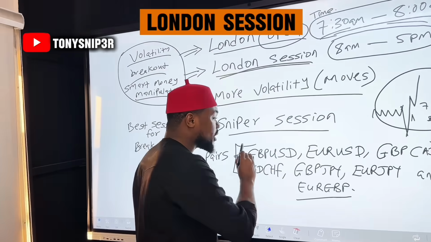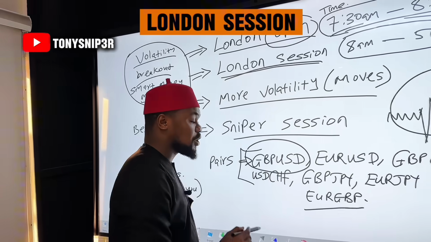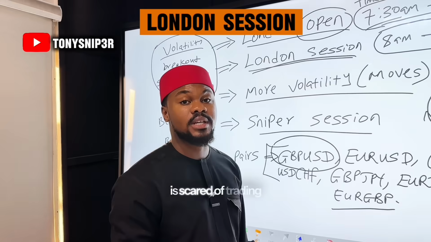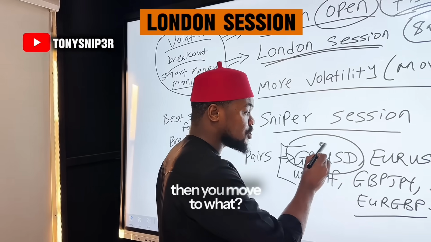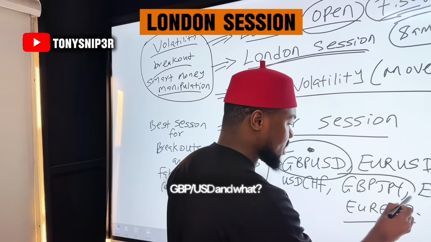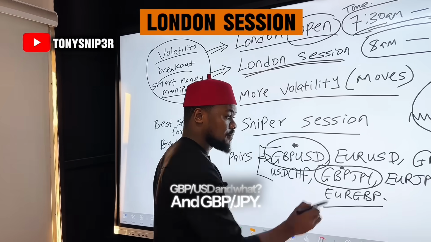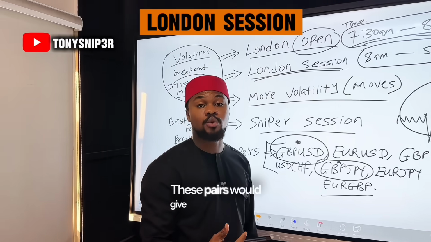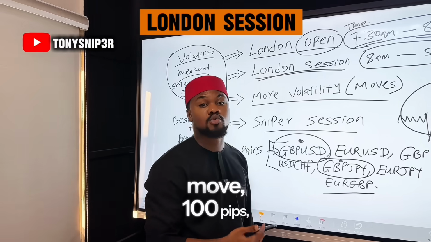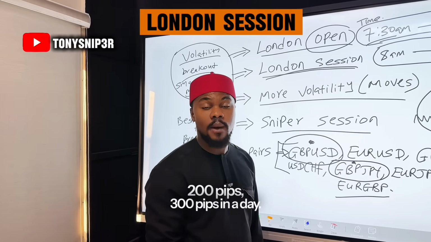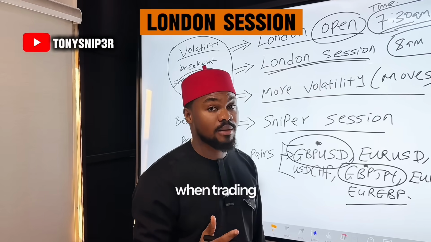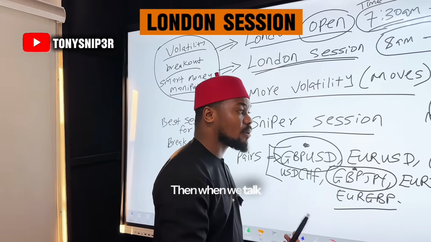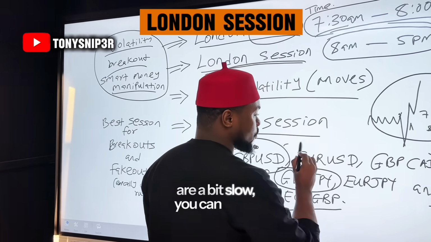Now, like I said, when it comes to GBP USD, if you're someone that is scared of trading gold, but you need a pair that moves very fast, then you move to GBP USD and GBP JPY. These pairs would give you explosive moves, 100 pips, 200 pips, 300 pips in a day. But you have to be very precise when trading them. Be very careful.